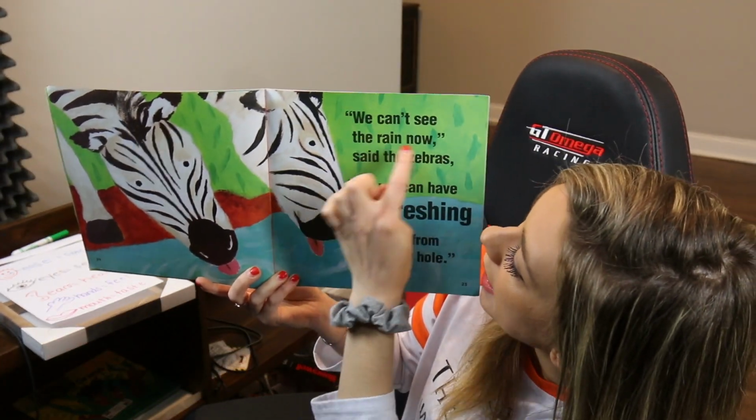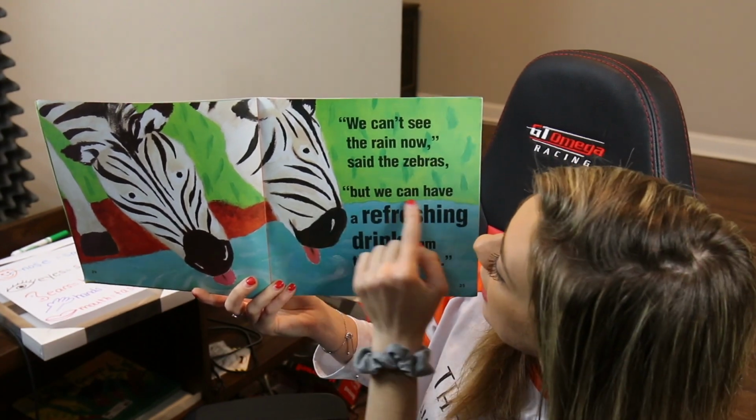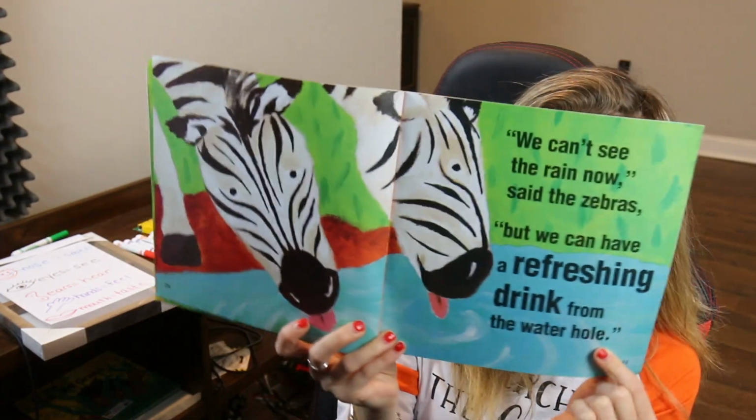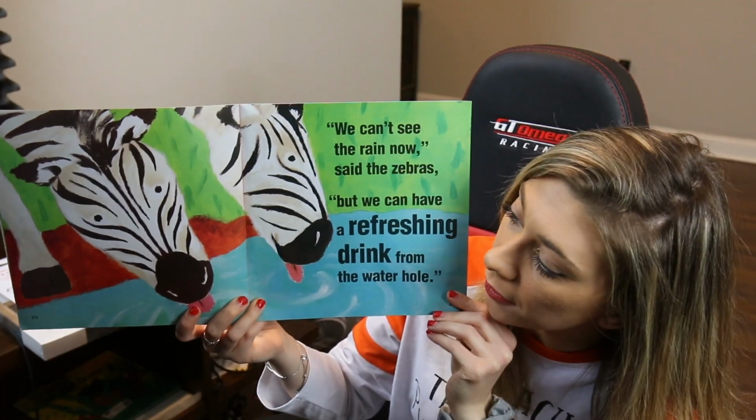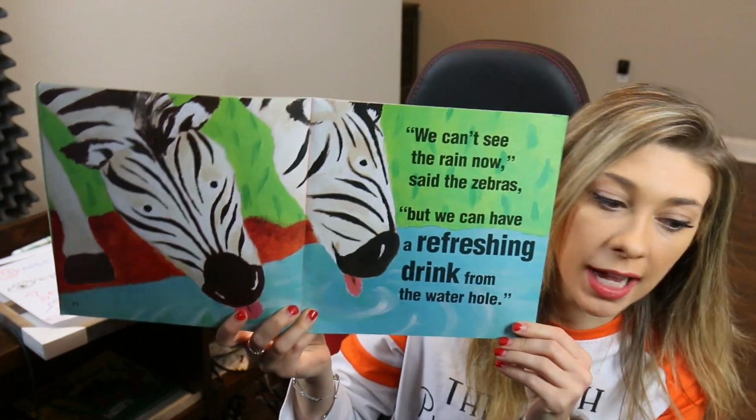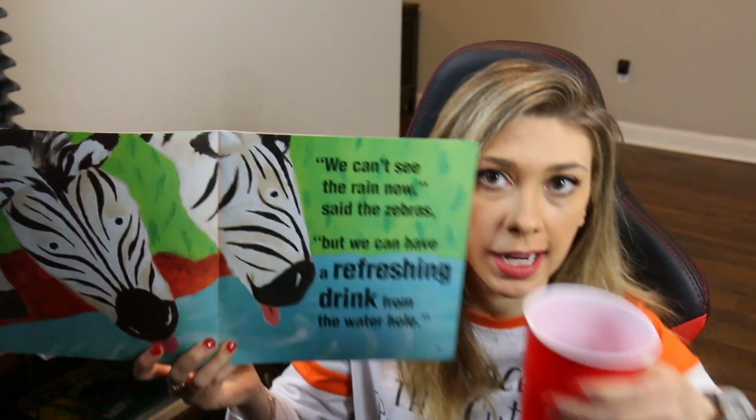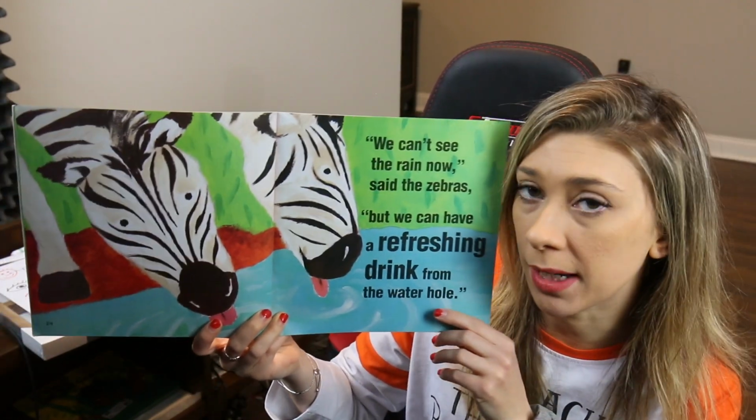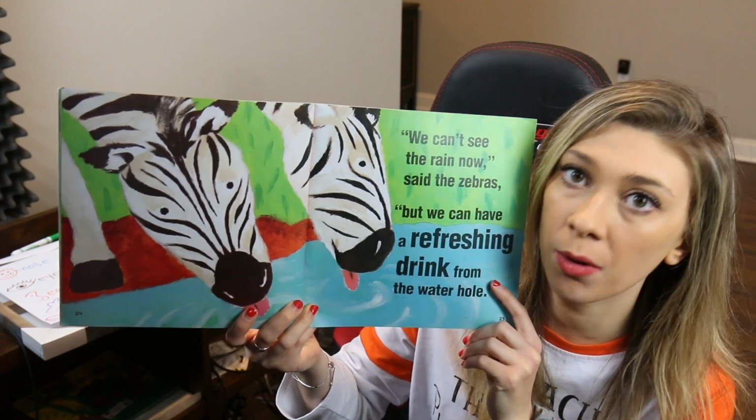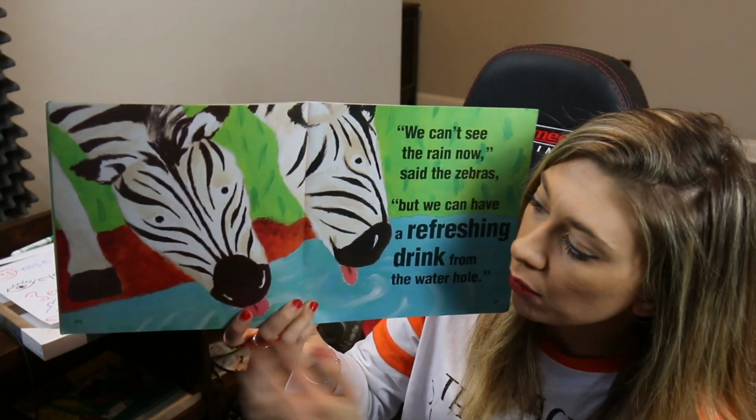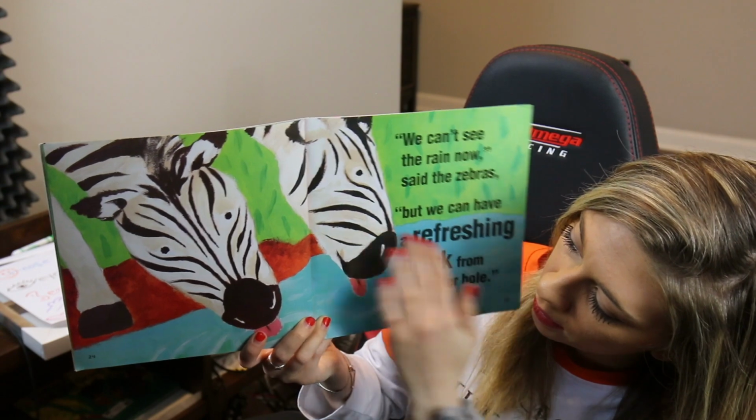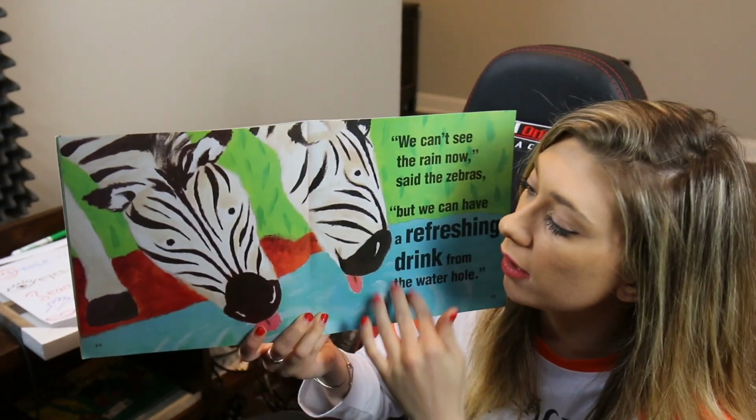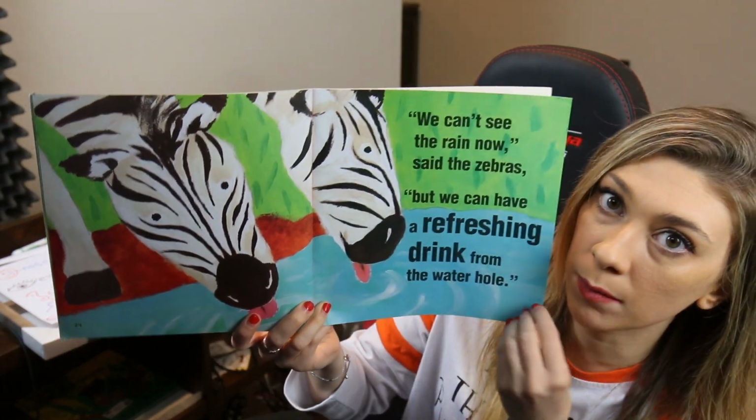We can't see the rain now, said the zebras, but we can have a refreshing drink from the water hole. So animals out in the wild, they don't drink out of cups like people do. And they don't drink out of bowls like some of your pets might. Maybe you have a dog or a cat that has a water bowl. They don't drink out of that. They drink out of water holes. When it rains, they fill up with water, and then these animals drink water from the water holes.